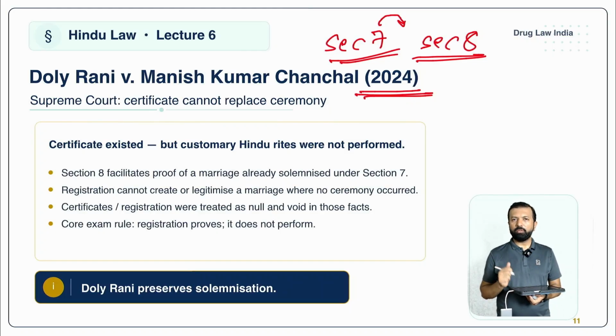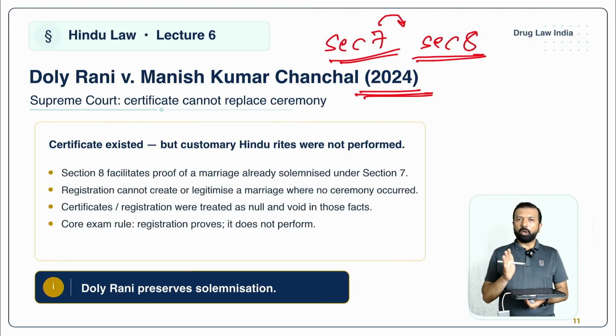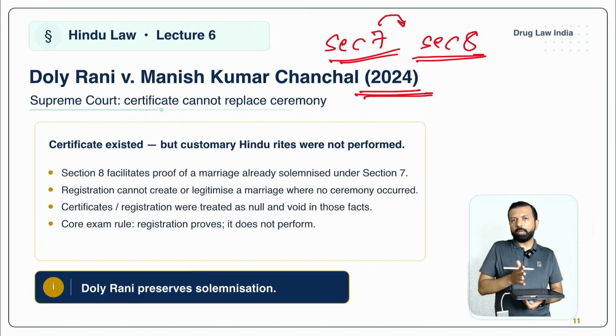So the question was, can a certificate of registration give the parties the legal status of husband and wife when the essential ceremonies under Section 7 never took place? The Supreme Court said no. Section 8 only facilitates proof of a Hindu marriage already solemnized under Section 7. Registration cannot create or legitimize a marriage where no ceremony had taken place. On those facts, the certificates and registration were treated as null and void.